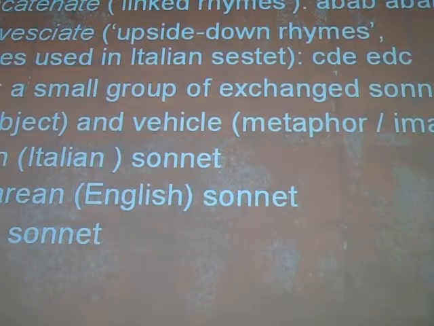Tenzone, don't need to worry about, not many of them in English, but it's worth knowing that it exists. It's just sonnets back and forth between people. So someone will send someone a sonnet, then they'd have to reply to that sonnet in the same rhymes. It's just people having fun. Tenor and vehicle, we do need to know, I think. It's an important part. A metaphor is divided into tenor and vehicle, basically.